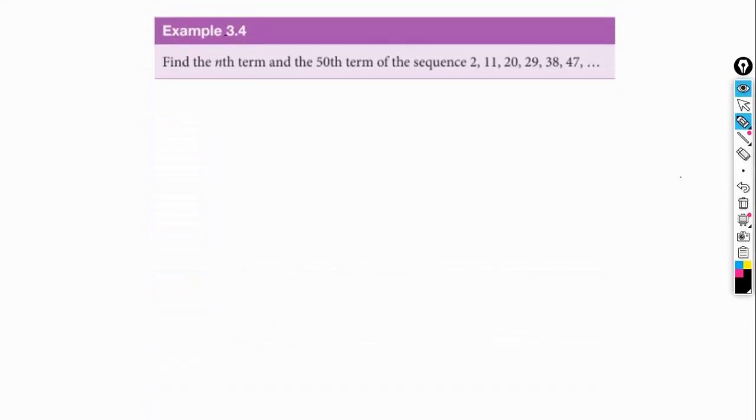So in example 3.4, they want us to find the nth term and the 50th term of the sequence 2, 11, 20, 29, 38, 47, etc. Okay, so let's remember that the formula for the nth term would be a sub n is equal to the first term plus the index minus 1 times the common difference. So what's the common difference? That's all we're missing here. Notice that it's increasing by 9, right? So 2 plus 9 is 11, 11 plus 9 is 20, etc.